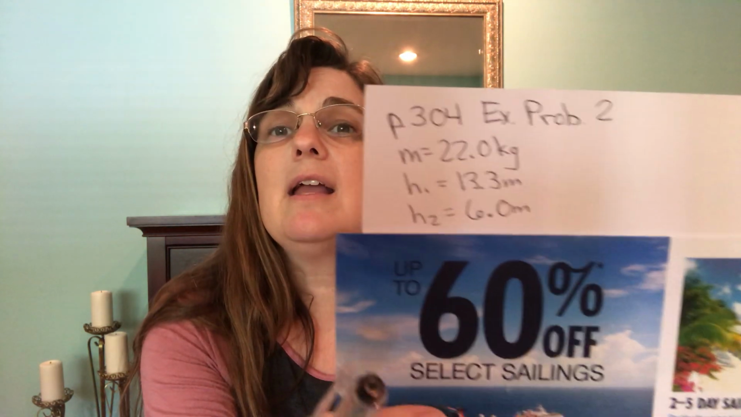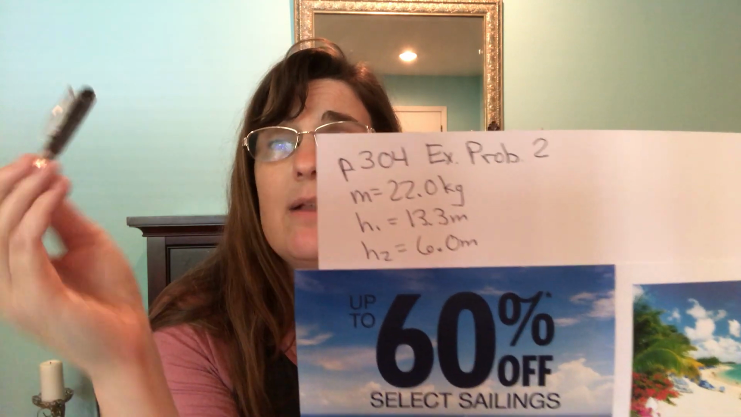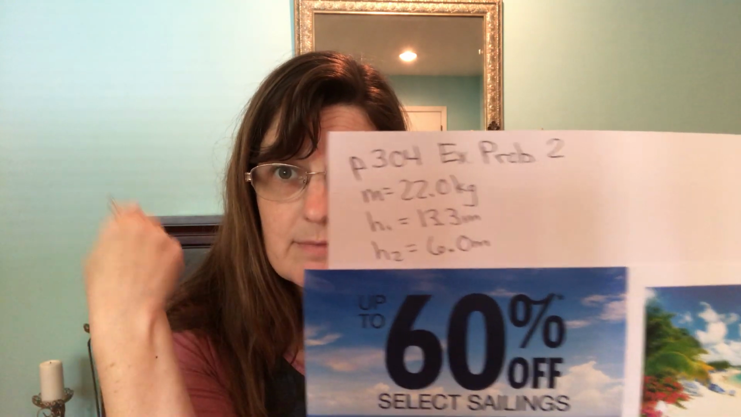Okay, so the problem at the bottom of page 304, example problem 2, says that a 22.0 kilogram tree limb is 13.3 meters above the ground. During a hurricane, and we know that can happen because we live in Florida, the limb fell on the roof that is 6.0 meters above the ground. I already wrote down what we're given, and I want you to do the same. Again, pause the video if you need more time.